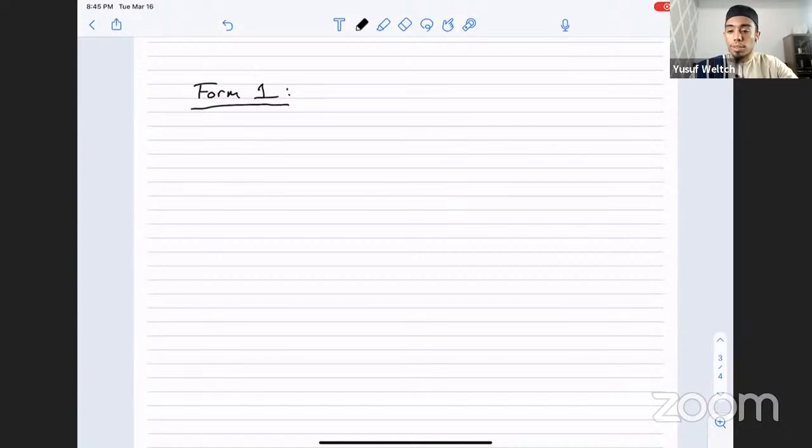Does anyone not memorize that? Don't be shy. I just wanted to make sure. How about present tense? Form 1 present tense.